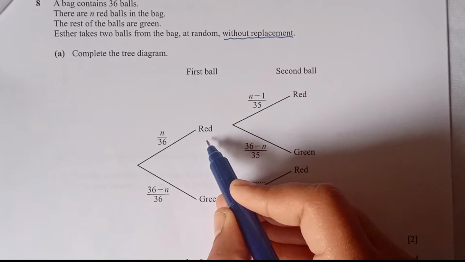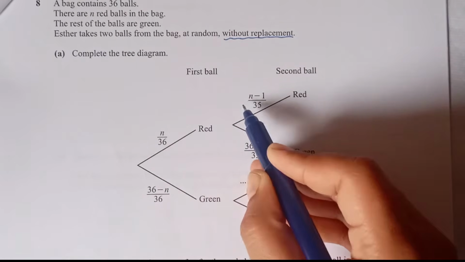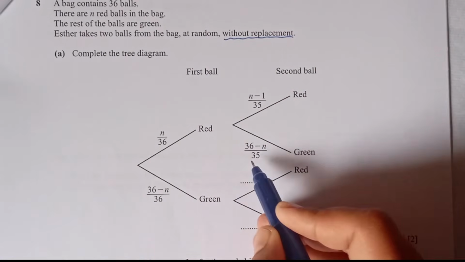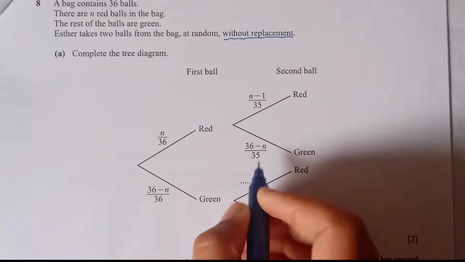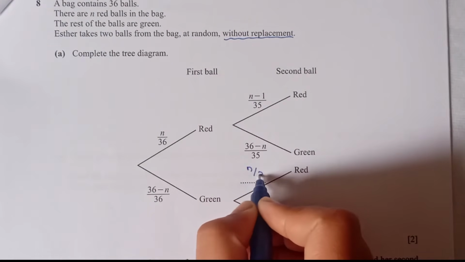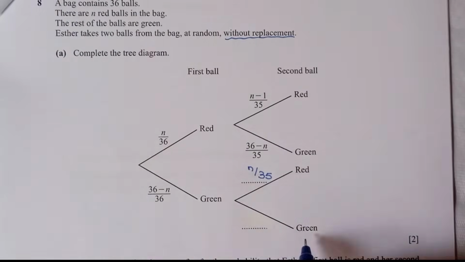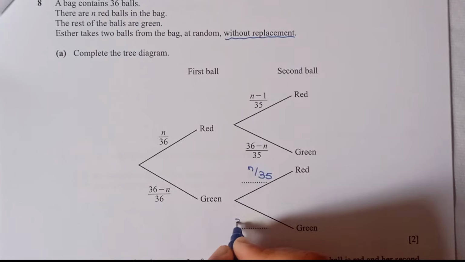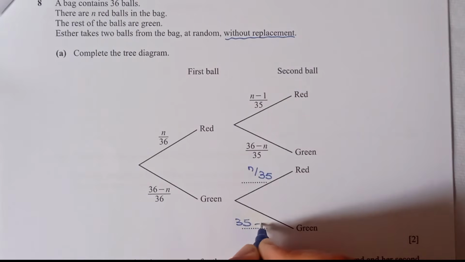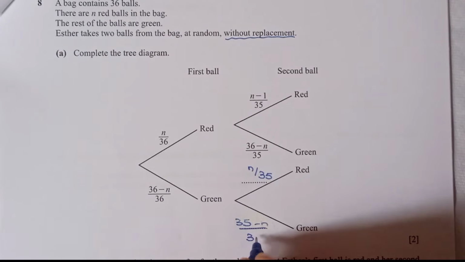From red, the red count is n, so it would be n minus 1 over 35, and the green stays the same. So if she takes green, the red stays the same. This would be n out of 35. And for the green one, she took one green, so what is left would be 35 minus n divided by 35.